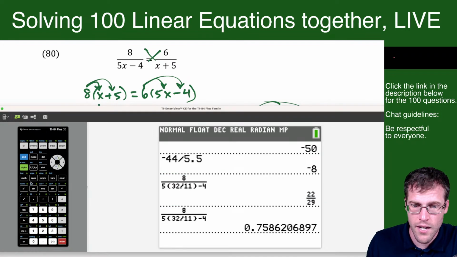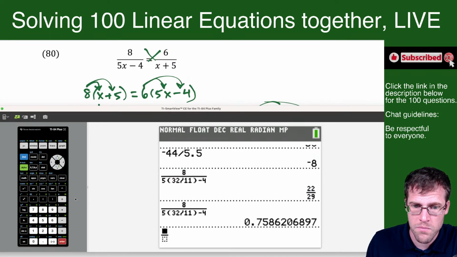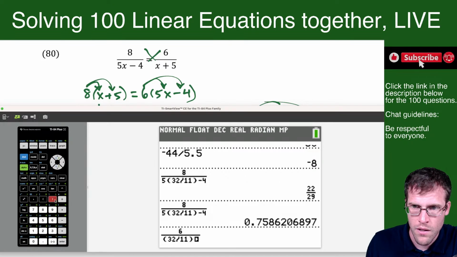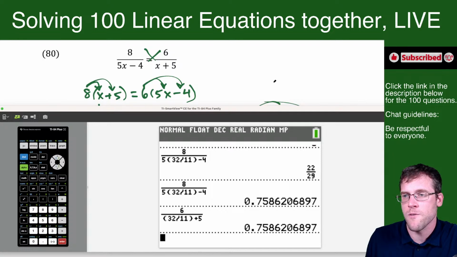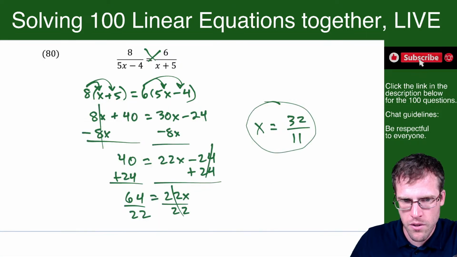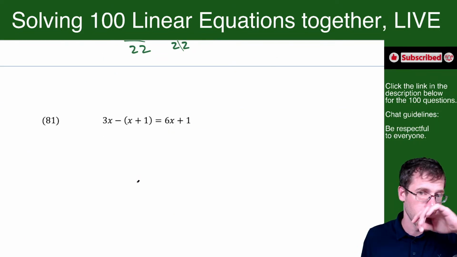But now the right side, I'm going to do alpha y equals enter again. And the right side is 6 over x plus 5. So 6 over 32 over 11. And then plus 5. And then if the decimals match, we're good. And they match. So this answer is good. All right, so once again, when you get a weird number, I wanted some of the answers to have weird numbers. Like, you should go back and check.